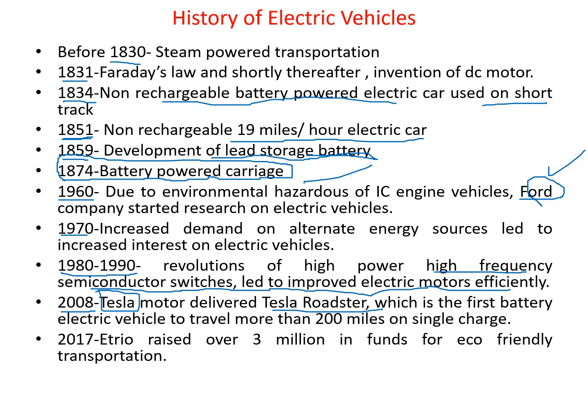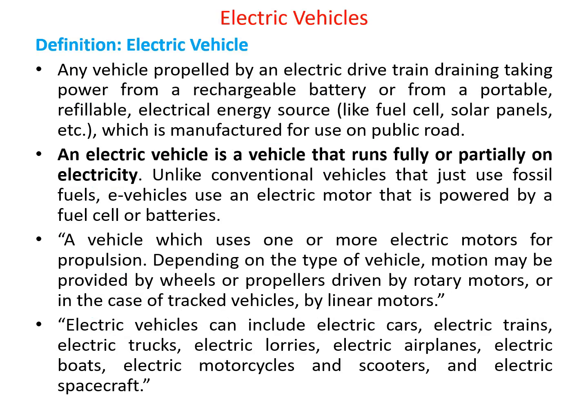vehicle to travel more than 200 miles on a single charge. See here, for a single charge, about 200 miles of mileage it is giving, the first battery electric vehicle, that is Tesla. In 2017, Etrio raised over 3 million in funds for eco-friendly transportation. The Etrio company has invested over 3 million in funds in eco-friendly transportation. This is all about the history of the electric vehicle till 2017.